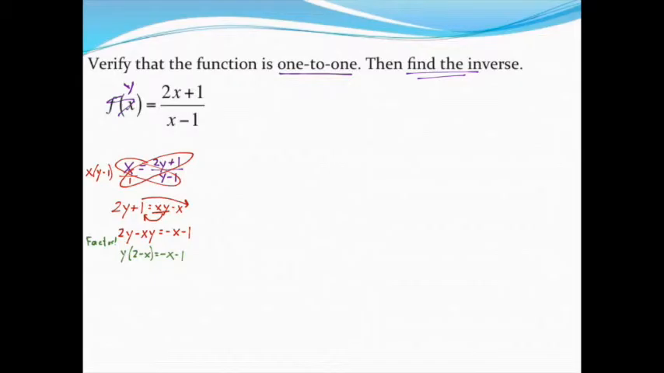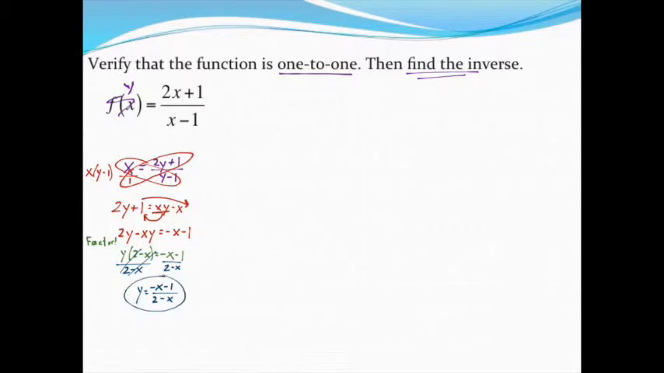Well, I've got y almost by itself now. To finish this, if it was y times a number, I would just divide by that number. In this case, it's y times the quantity 2 minus x, so guess what? I can divide both sides by 2 minus x. So what I'm left with, finally, y all by itself, and my new inverse function is negative x minus 1 in the numerator, and 2 minus x in the denominator.